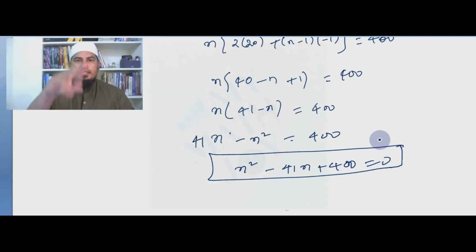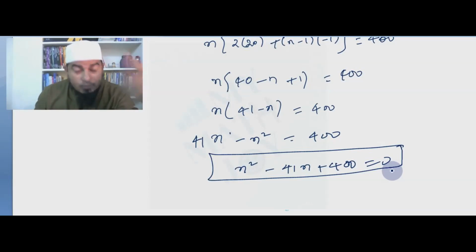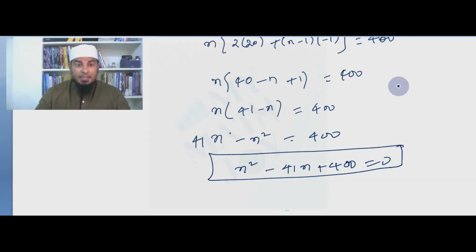Use your own methods, factorization, or otherwise your own method. What is that? Quadratic formula. The completing square method we use least, unless and until it is mentioned. Okay, hope you understood. We are proceeding to the next word problem.